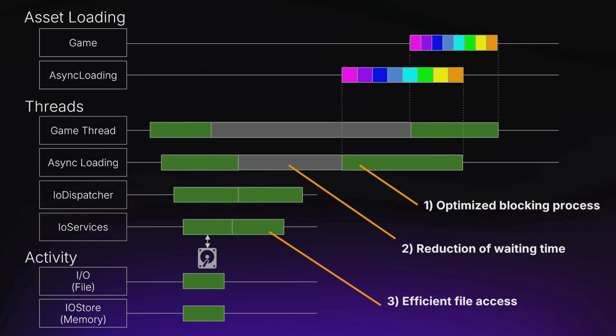When optimization is needed in a process such as asset loading, we believe there are three key points. First, improve blocking processes such as deserialization. Second, reduce wait time. This could mean avoiding large file reads or changing the timing of asset loads. Third, optimize the file access itself, such as adjusting asset layout or chunking size. These steps go a long way in improving file I/O performance overall.